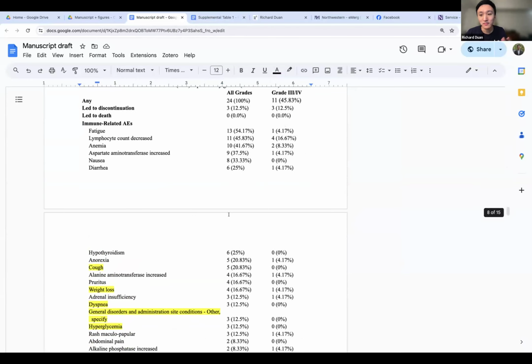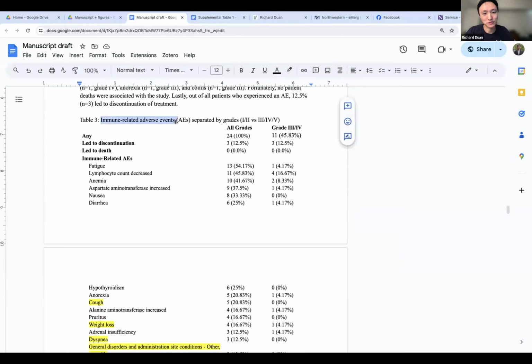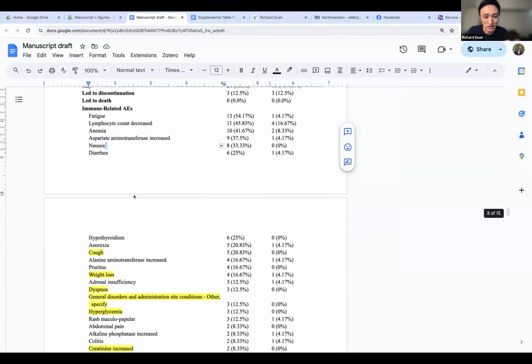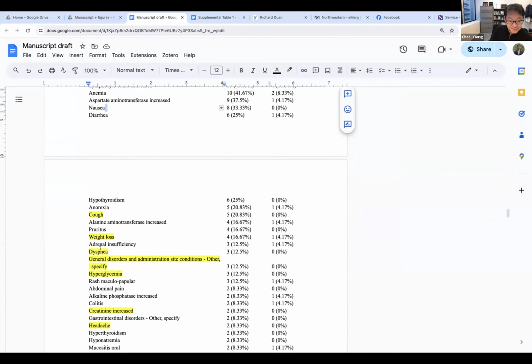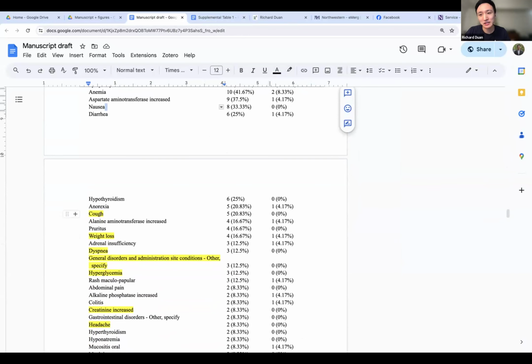And then the other thing was he said I should fix the tables in terms of the content they have. This is a table about immune related adverse events, and this is the raw data from the study PDF. There are some items here I highlighted that I thought were iffy. I don't know if I should include everything in the table, because some of them like cough, weight loss, dyspnea, hypoglycemia, I wasn't sure if they're necessarily immune related. So I highlighted the ones I thought were iffy. Do you think I should take them out or what should I do?